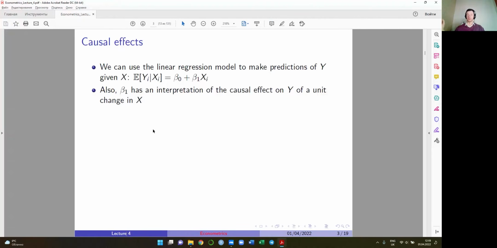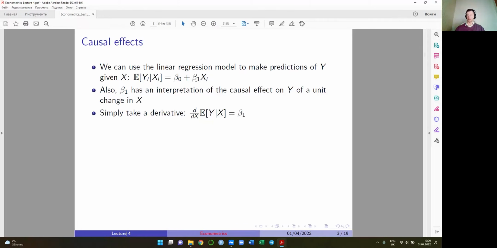When we introduced the linear model, I said that the first purpose of this linear model is making predictions, and the second purpose is to estimate quantitative effects of change in x on y. And that's exactly what we are going to talk about. So what is beta 1 in mathematical terms? If you take a derivative of this conditional expectation with respect to x, we have beta 1.